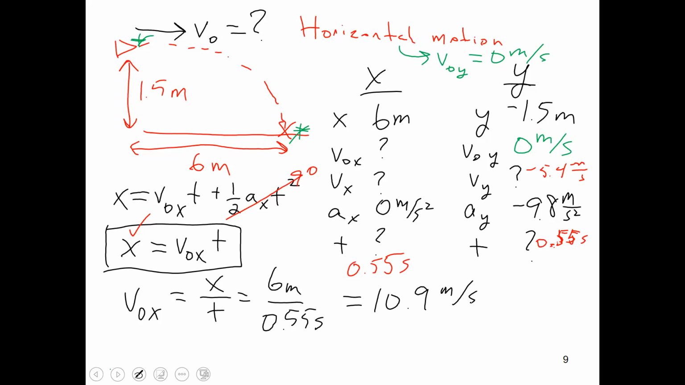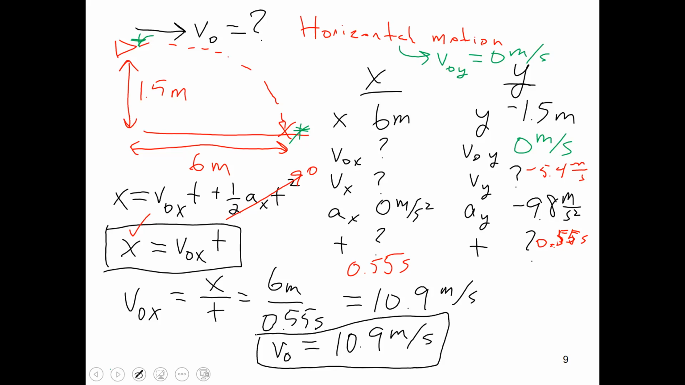Because this dart wasn't moving in the y direction at all at the moment it was fired, because our v naught y was 0, our initial velocity is just going to be exactly what we calculated for the initial velocity in the x direction, because it has no y component. That's a special condition of this particular problem. So there we go. Our initial velocity is 10.9 meters per second, and that's what we were asked to solve for on this question.